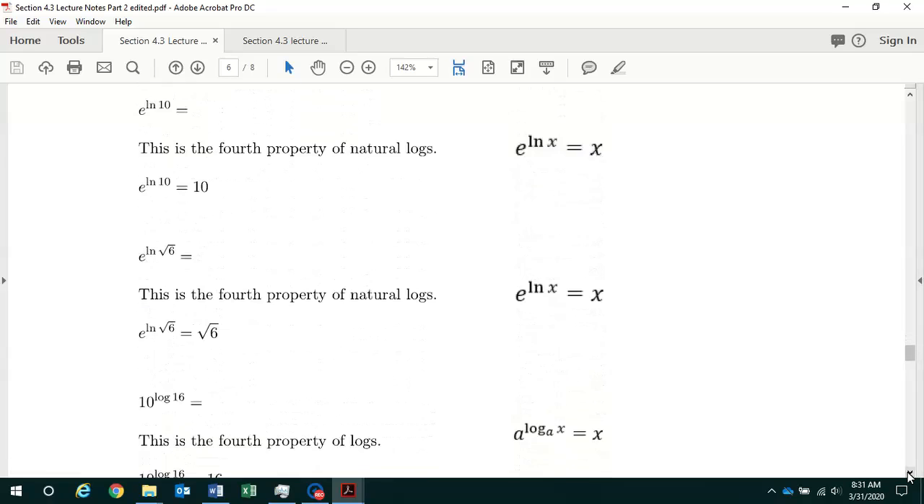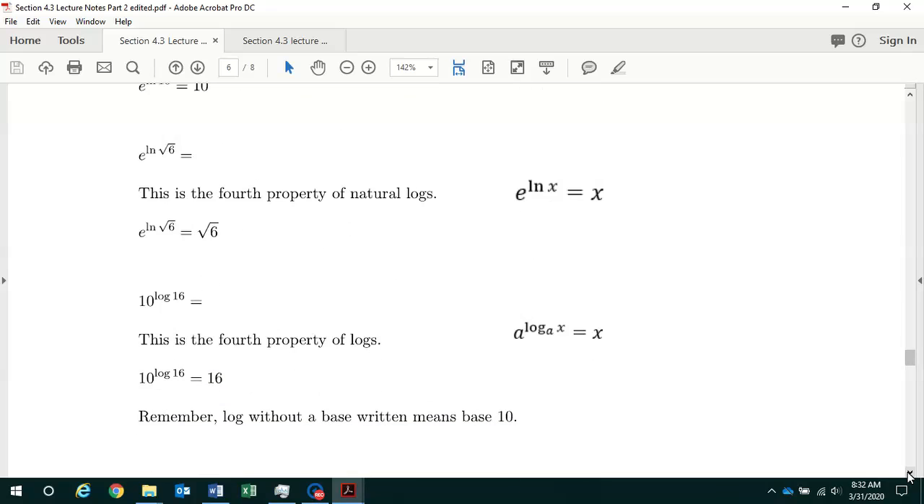And now if you'll skip down to the last example on the page, at the bottom of the page, we have 10 raised to the log of 16. Now remember, this is the common log. Log 16, that's the common log. That's log base 10 of 16. The 10 is invisible. So in this case, a is equal to 10, right? Because it's 10 raised to log base 10 of 16, and x is equal to 16. So the 10 and the log base 10 cancel, and we're just left with 16.